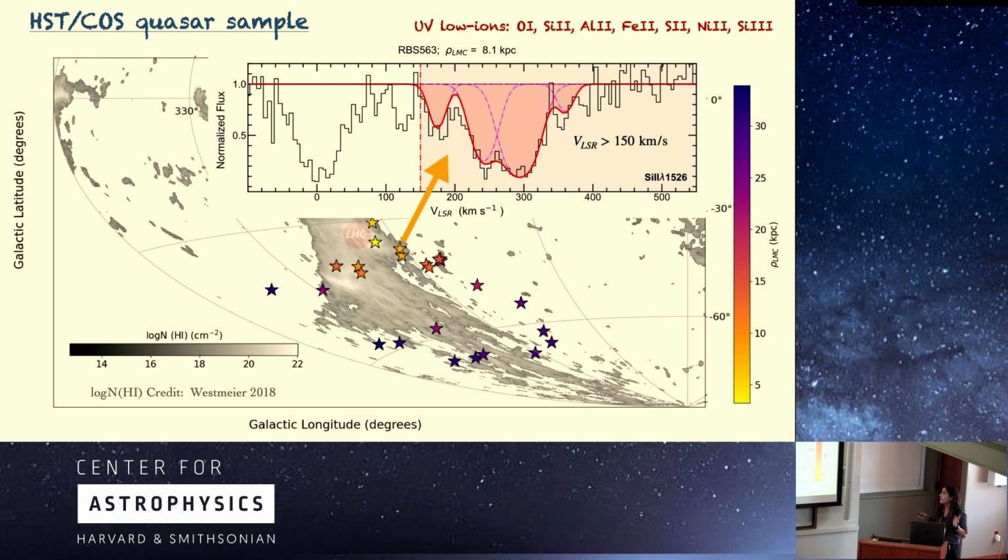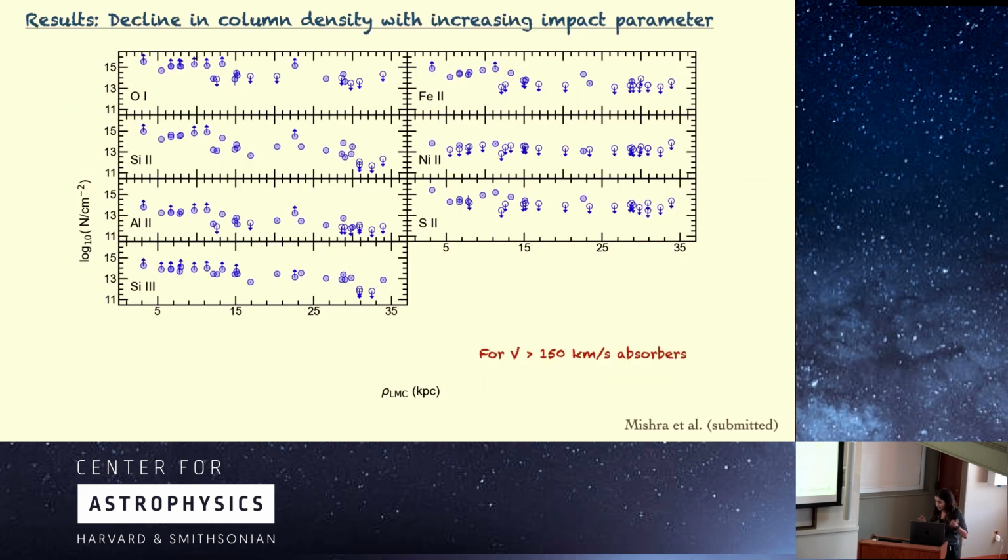After identifying this absorption in the 28 quasar sightlines, we fit them using VPFIT, and we estimated the column density and the velocity centroid of each absorber component in the 28 quasar sightlines. Shown here is the VPFIT fit for one of the quasar sightlines, RBS 563, at an impact parameter.